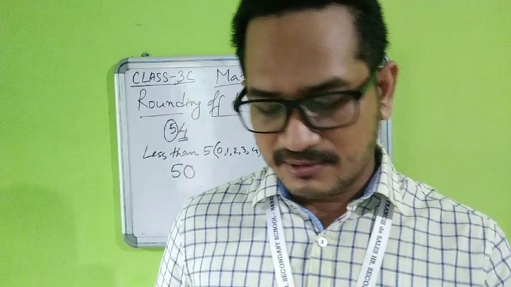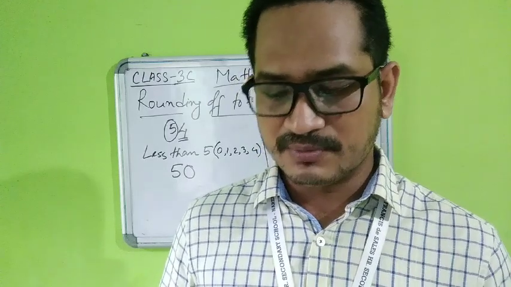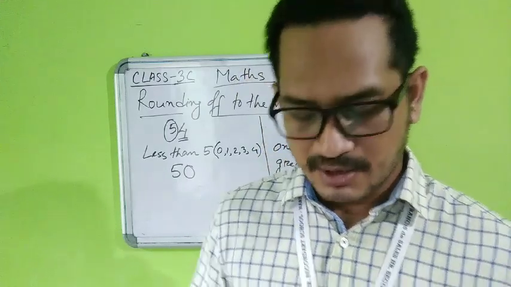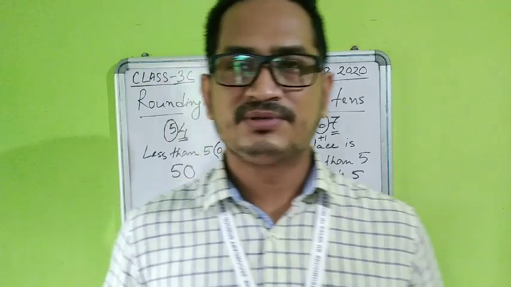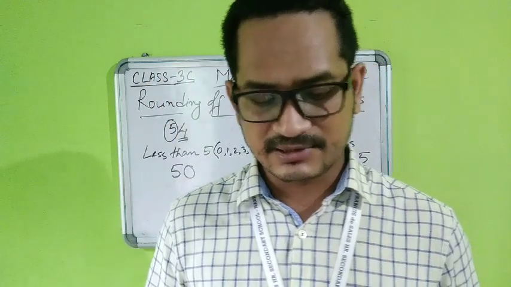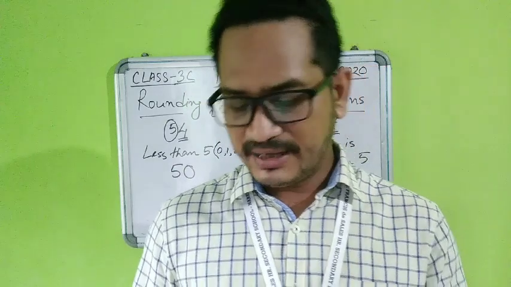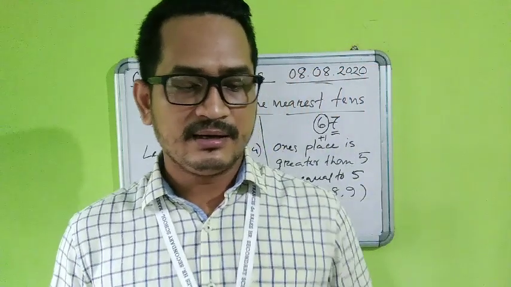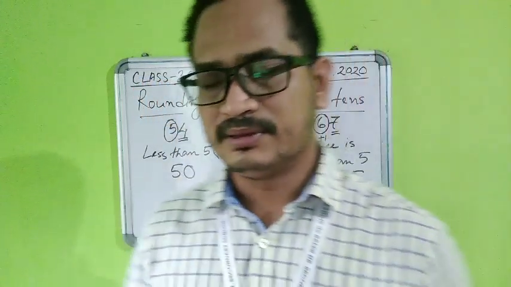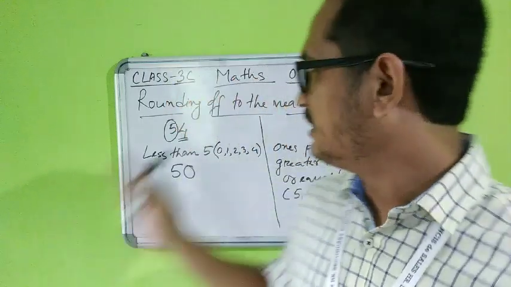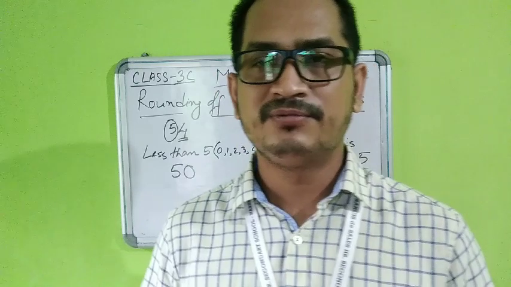Some examples are also given in example 2, but those are about estimation of sum. We will discuss estimation of sum, but not today. We will discuss it in the next class. So today we have recalled the previous year's topic, and we have understood what rounding off to the nearest tens is, or what rounding off or estimation is.